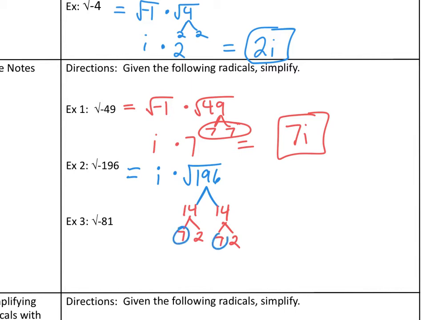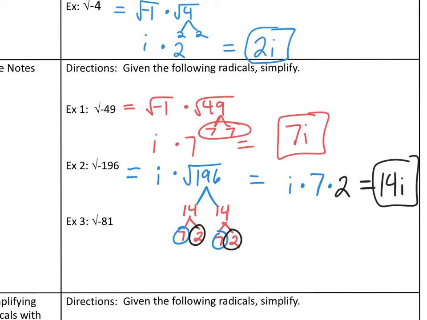So I've got one group of 7. So i times 7. And I've also got a group of 2s. So I have i times 7 times 2. These values are being multiplied. So i times 7 times 2. What does that give me? Good, 14i. So 7 times 2 is 14. And we still have an i being multiplied. Questions on that? Okay, go ahead and try example 3 on your own.